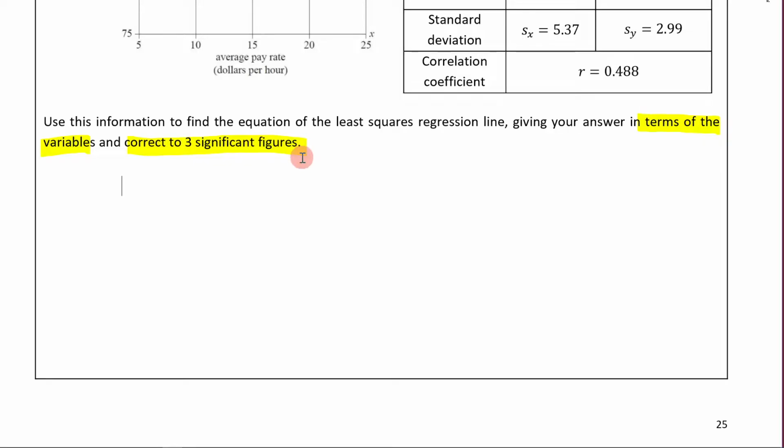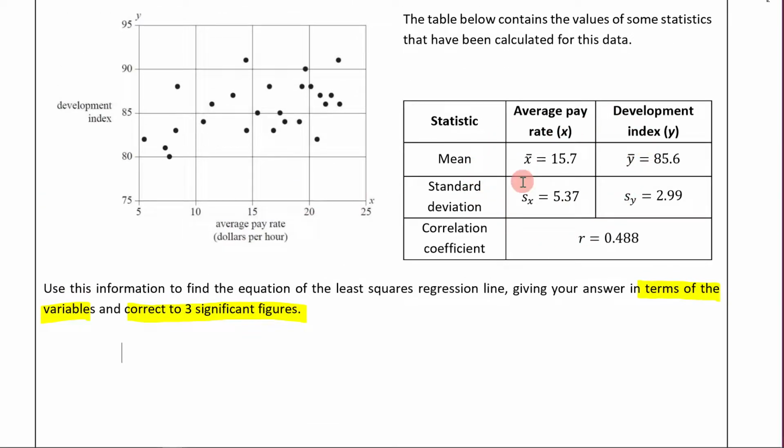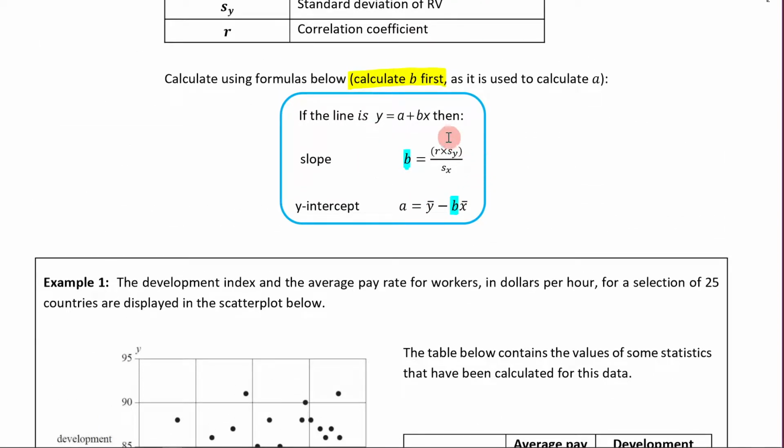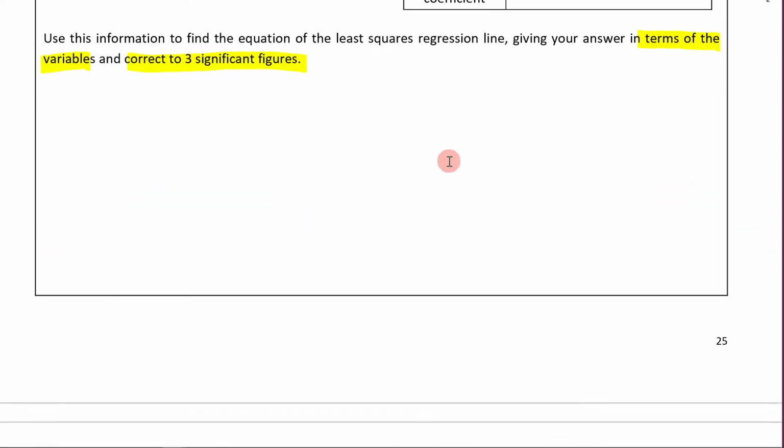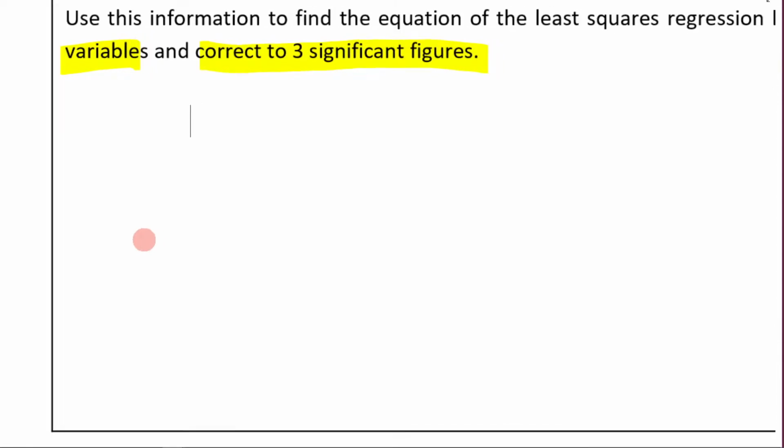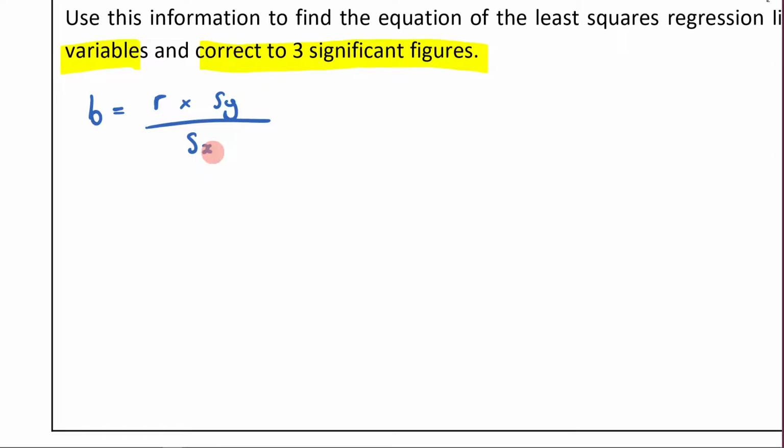Okay, so what we have to do here is use this information to figure out what A and B are going to be. So we're going to be using these formulas here to figure out what A and B are. And remember, you must calculate B first because B appears in your formula for A. So the first thing that I'm going to do is write down the formula for B. So the formula for B is R times the standard deviation of y over s, the standard deviation of x.